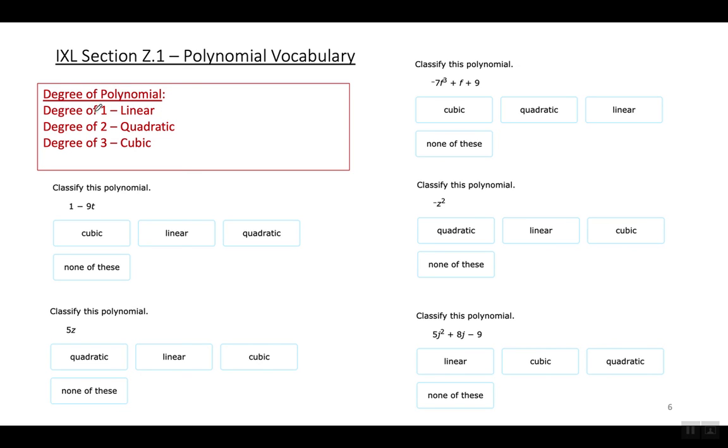So if the polynomial has a degree of 1, it's a linear polynomial. Okay, if you look at this one, the degree is 1. So it's a linear polynomial. Remember, the degree is the exponent that's on the variable. And if you have more than one term, the degree is just the highest exponent in this polynomial, or the largest exponent.